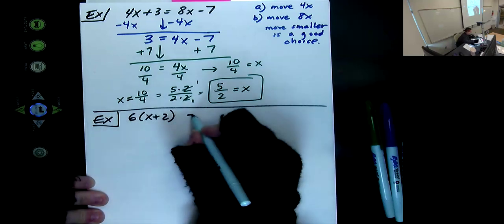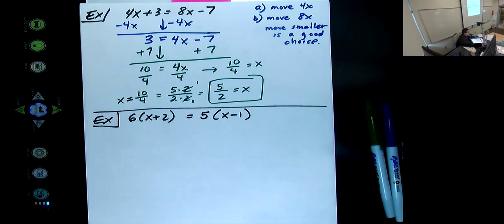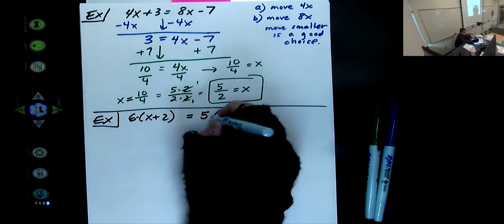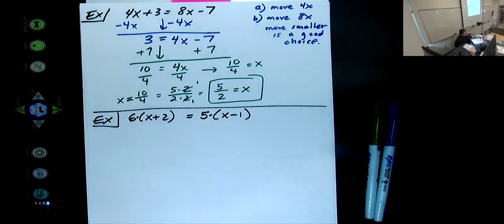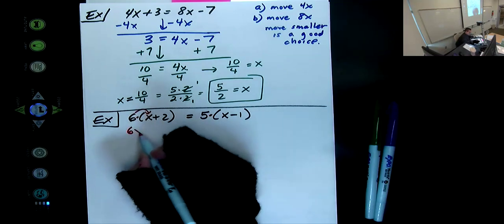Again, let's kick it up a notch. Here, when you have parentheses and a number outside, there is an unspoken multiplication there. Unlike mixed numbers, where they're not multiplied together, with parentheses, you make them multiply. So what we're going to do is take the 6 and multiply by the x, and we get 6x.